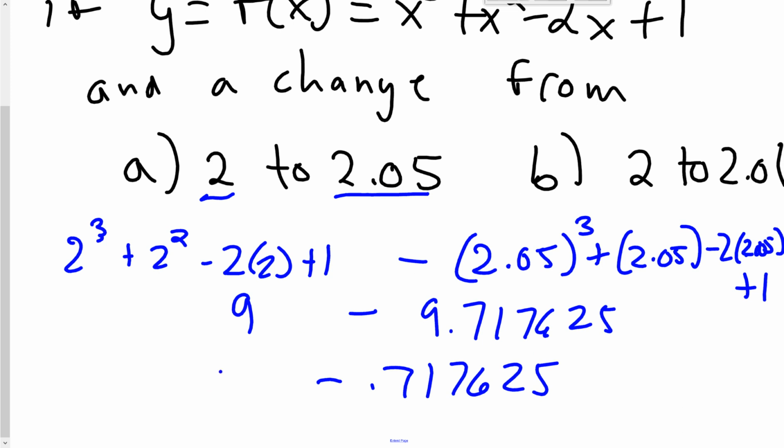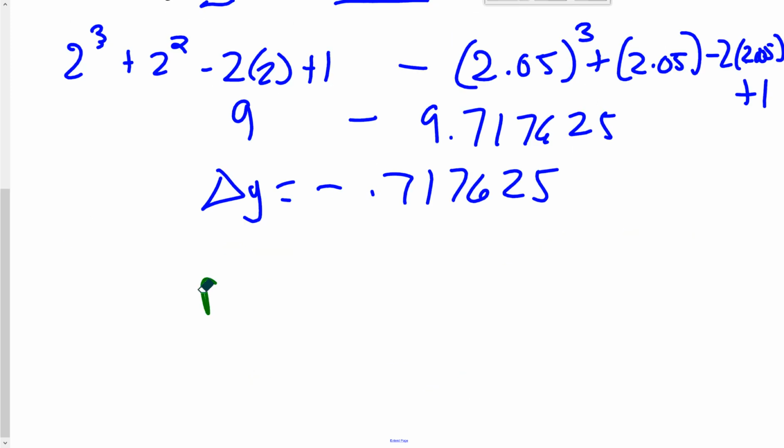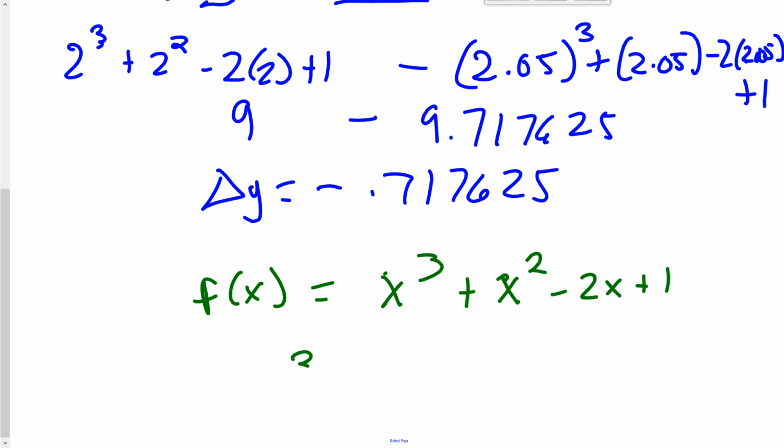Okay, so we're going to compare, that's the change in y. And so now we're going to compare that to dy. So dy is just taking the derivative of this function. So taking the derivative, f of x equals x cubed plus x squared minus 2x plus 1. So that'd be 3x squared plus 2x minus 2. So that's the derivative, right? So then all I have to do is just times it by dx.